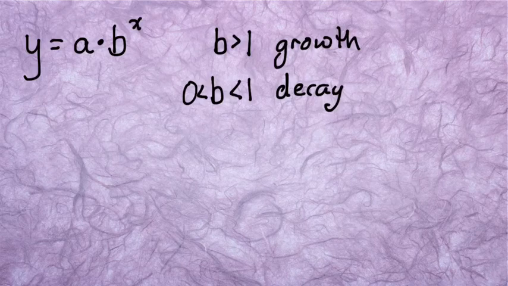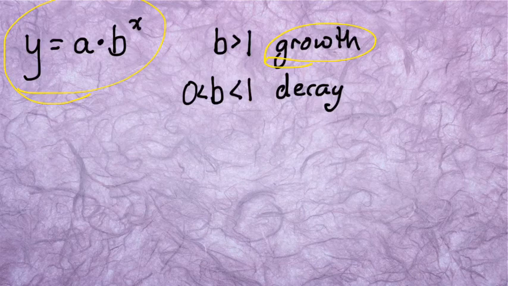So the next thing is, this is the parent function. This is what the main basic function is going to be, where you have a times b to a power. If b is greater than 1, that's all the ones we have been dealing with. We've had b being a 10, and we had b being a 2. Those are all growth. We can also have decay.